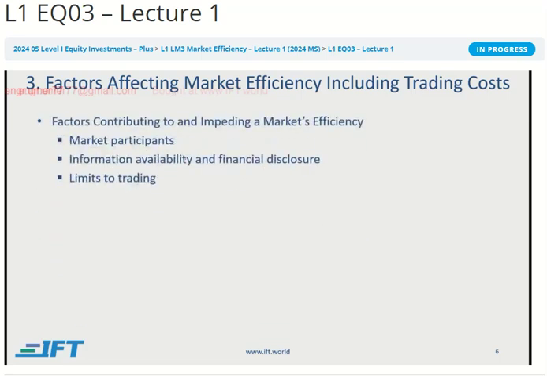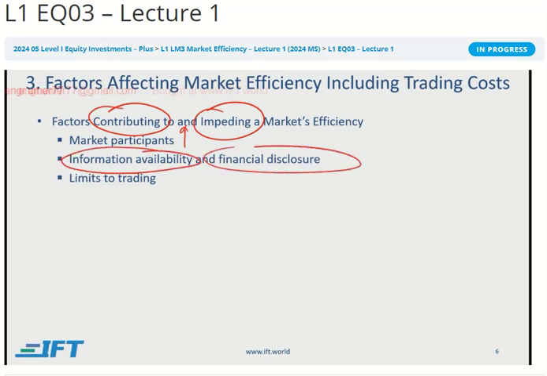Now, what are the factors that improve the efficiency and what are the factors that stop the efficiency? So what do you think? Number of participants, definitely higher the number of participants, the better the efficiency, because when there are less number of participants, there's more room for market manipulation, right? Few big players can manipulate the market easily, but if there are a lot of players, then it's difficult for manipulation. Information should be easily available to everybody.